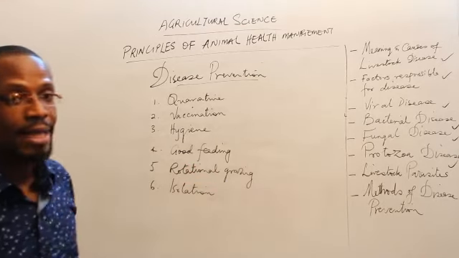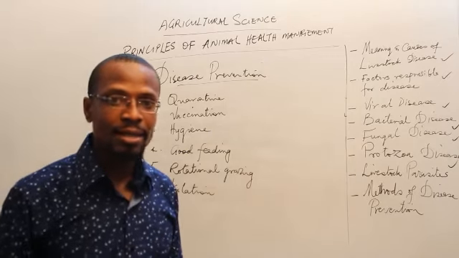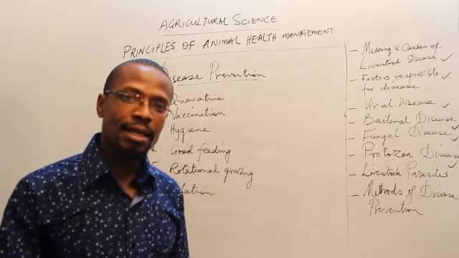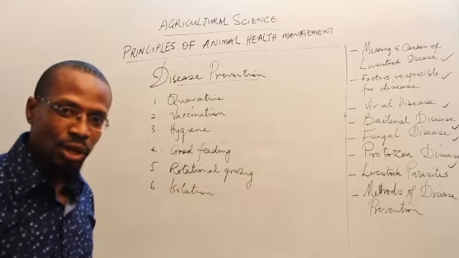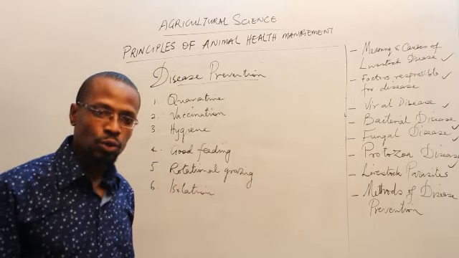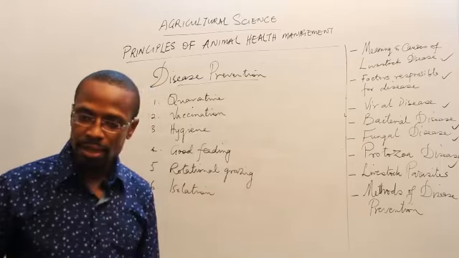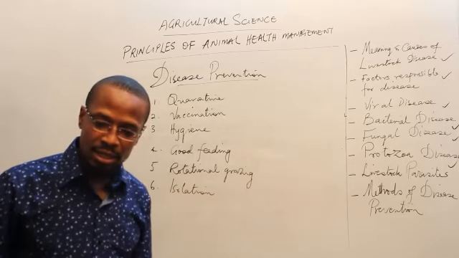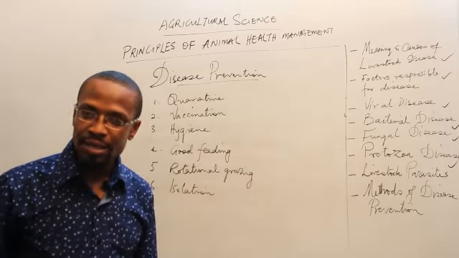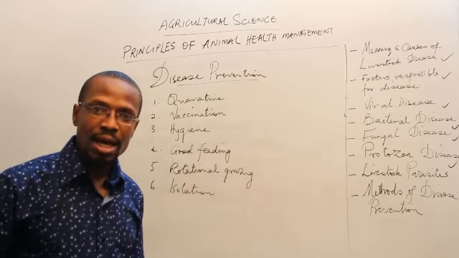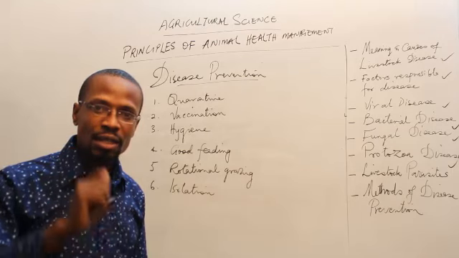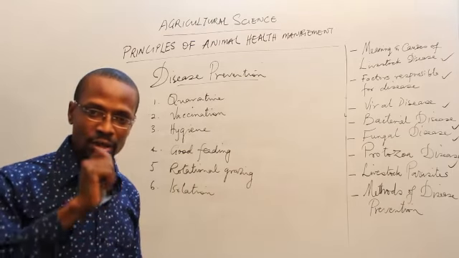Another method here is isolation. As soon as that diseased livestock is spotted, what do you do? You quickly isolate it. Give it a different space, a different bedding, a different environment, and you give it constant care.